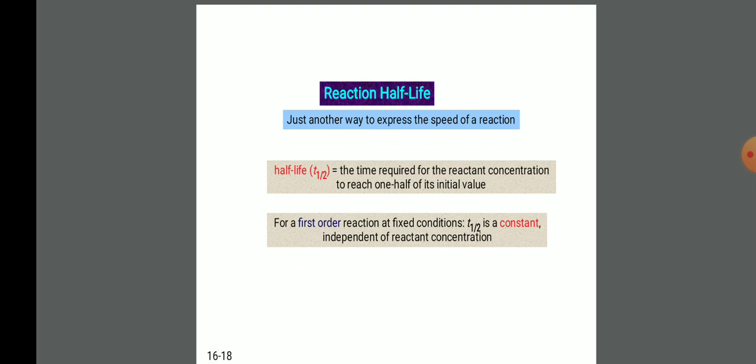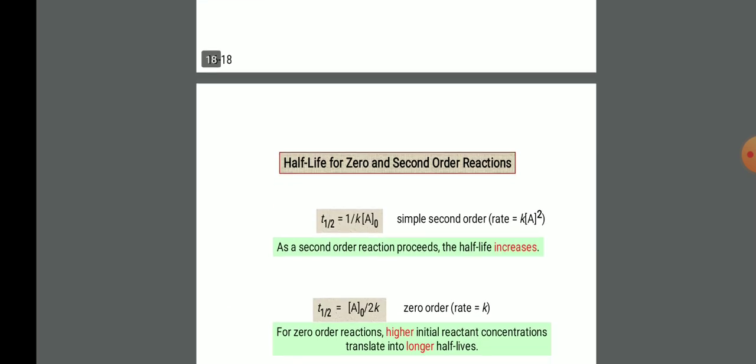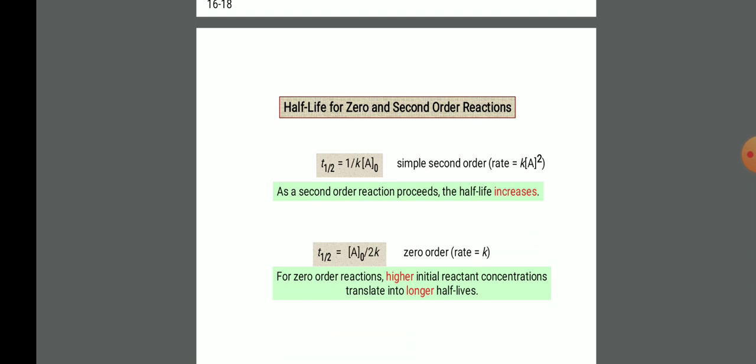The next topic is the half-life of a reaction. It is another way to express the speed of a reaction. The half-life is defined as the time required for the reactant concentration to reach one half of its initial value. For a first order reaction at fixed conditions, t half is a constant independent of reactant concentration. Half-lives for zero and second order reactions are different.